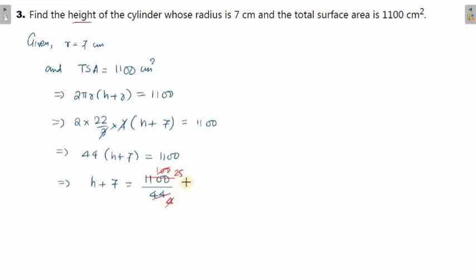This is equal to 25, isn't it? So from here, if you keep only h, bring this 7 out there. So 25 minus 7, right? So how much is this? This is equals to 18.